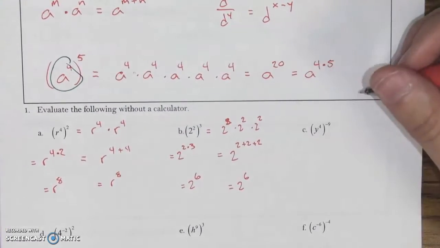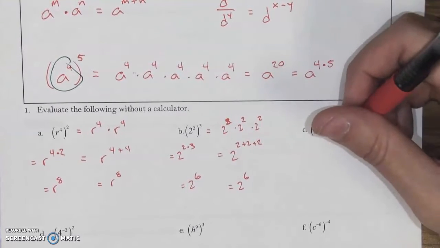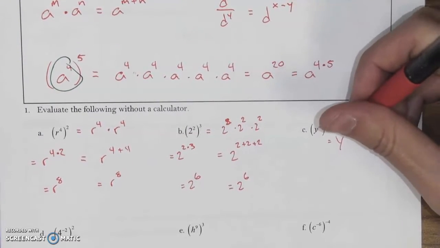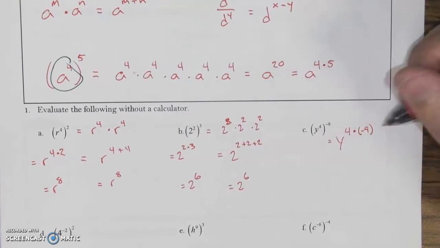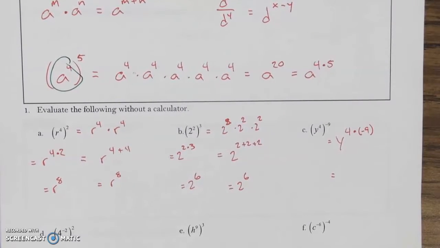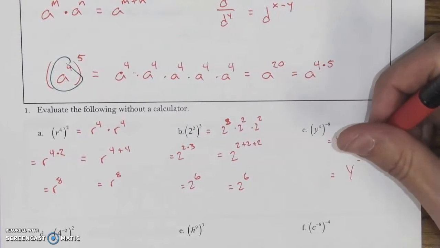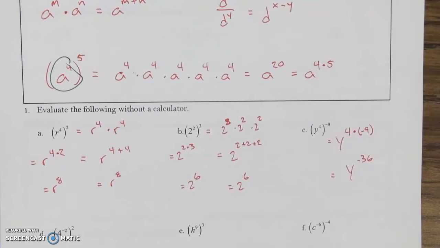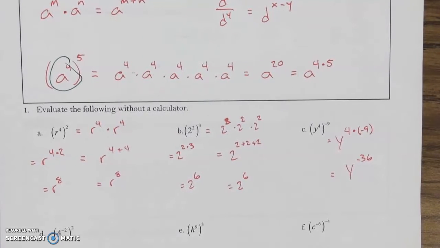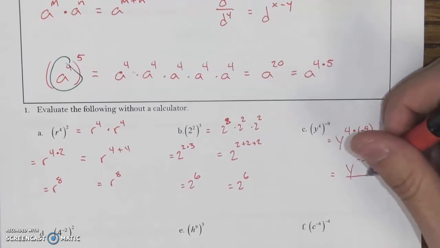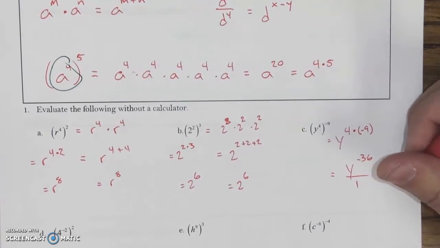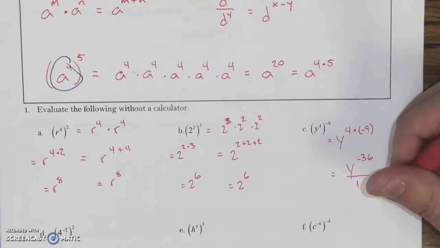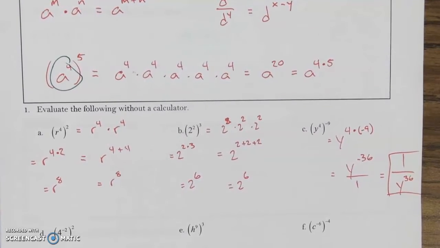Here we have y to the 4th to the negative 9th. So we have y to the 4 times negative 9. 4 times negative 9 is negative 36. So we have y to the negative 36. Again, we don't want any negative exponents in our solution. So we can take this and flip the fraction. So we have 1 over y to the positive 36. And that's our solution.